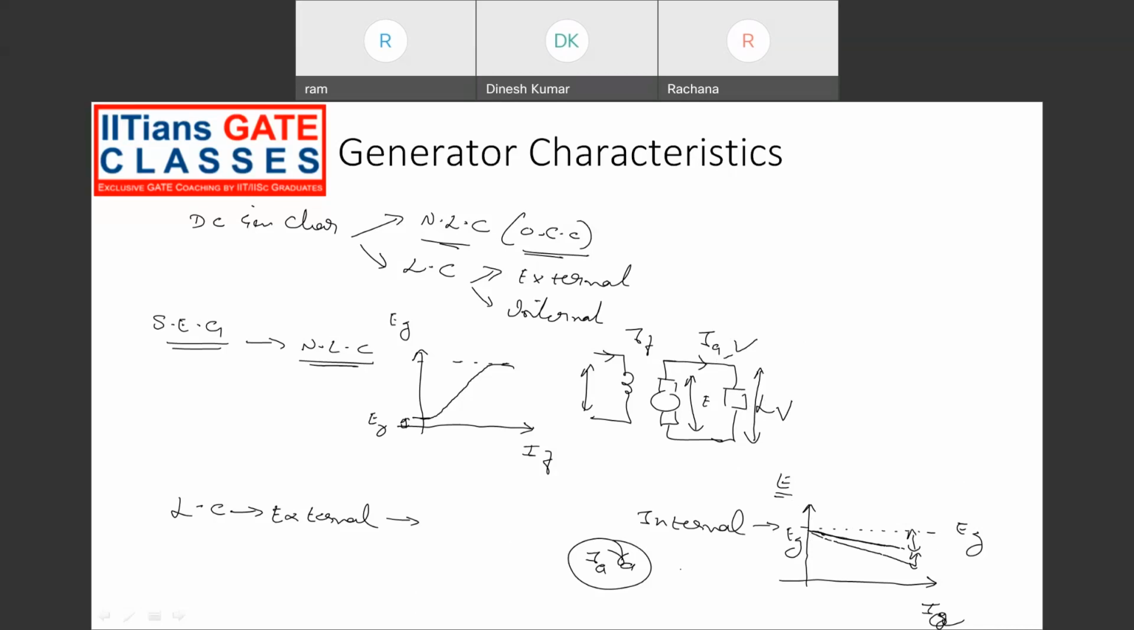There is one more thing, voltage regulation. Percentage voltage regulation is given by the formula in terms of induced voltage and terminal voltage. Voltage regulation is the change in voltage from no load to full load expressed in terms of full load voltage. So an ideal generator should have zero voltage regulation. Is it clear?